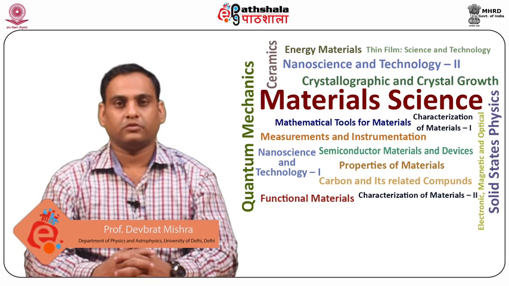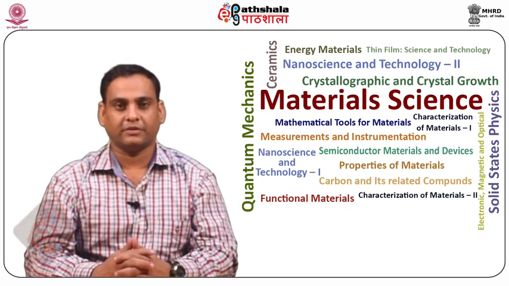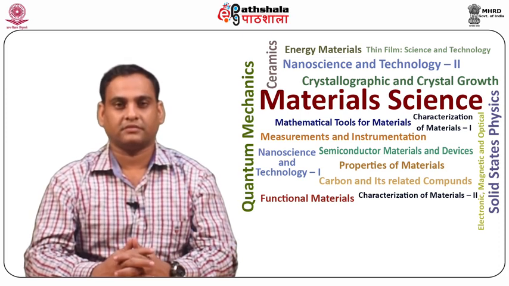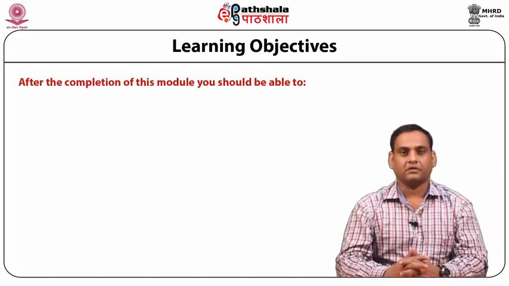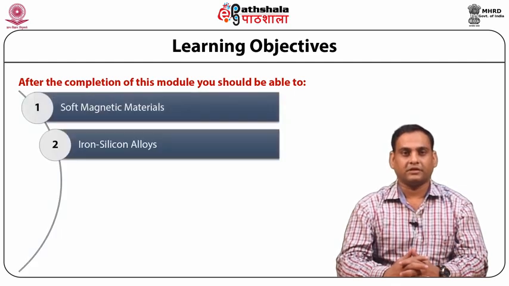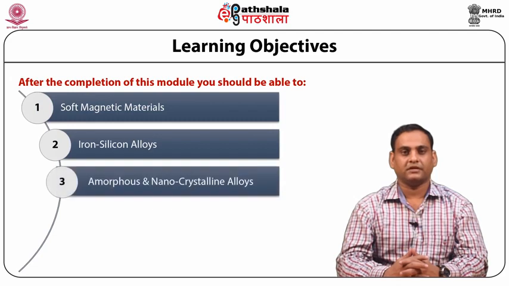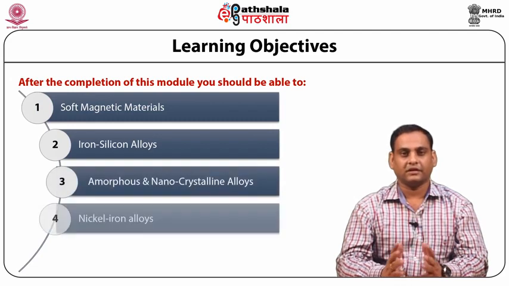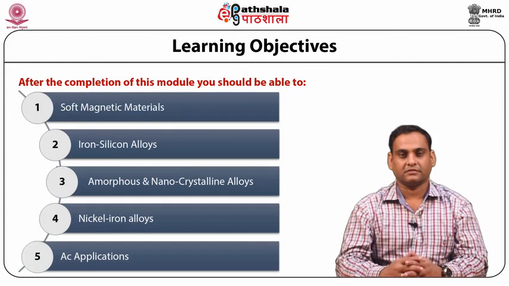Today we are going to talk on module Electronic, Magnetic and Optical Properties of Materials under the paper Magnetic Properties, Lecture 7. After the completion of this module, you should be able to understand the soft magnetic materials, iron silicon alloys, amorphous and nanocrystalline alloys, nickel iron alloys, AC applications.